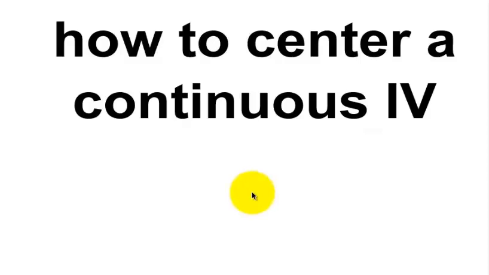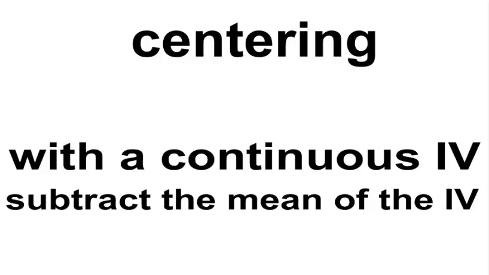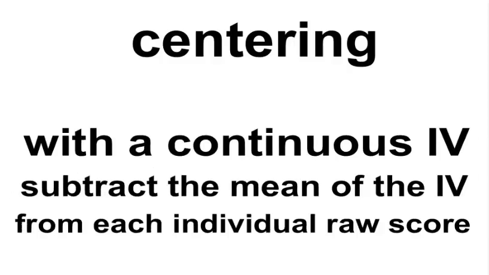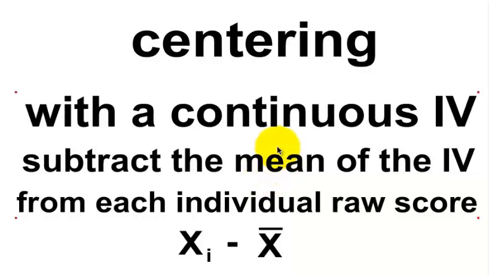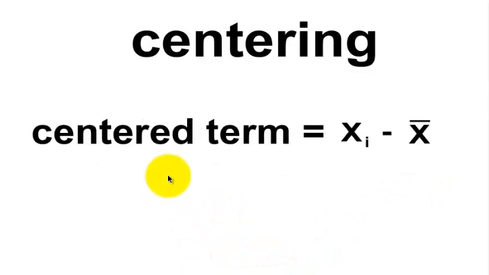And so this is how you center an IV. You take a continuous IV, you find the mean of that IV, and you subtract it from each raw score from the original IV, so that the new centered value is going to be the individual score minus the IV mean. And that new term is going to be called the centered term. You're going to do that with every piece of data. We're going to show you how to do that in SPSS right now.